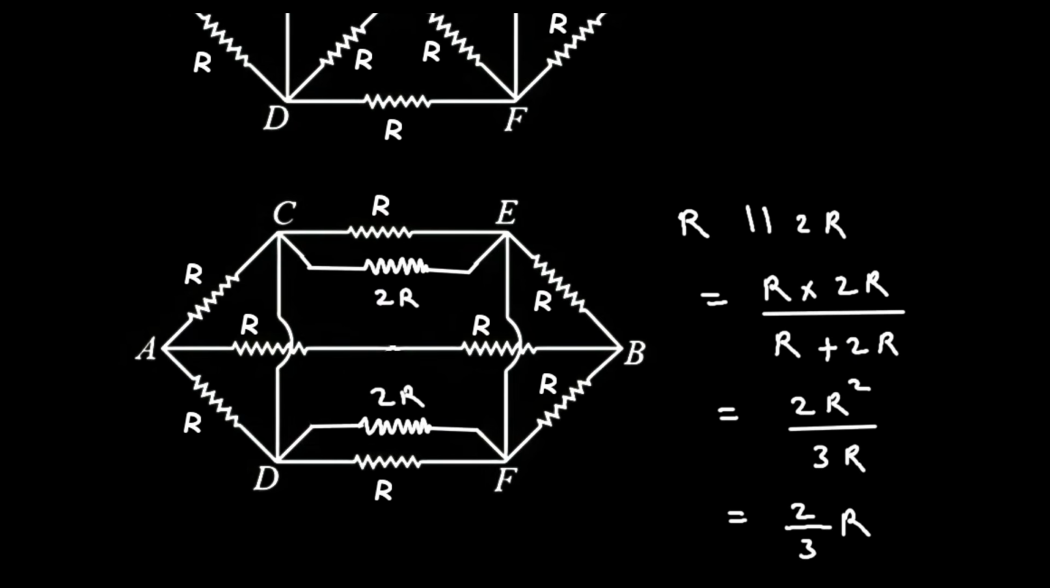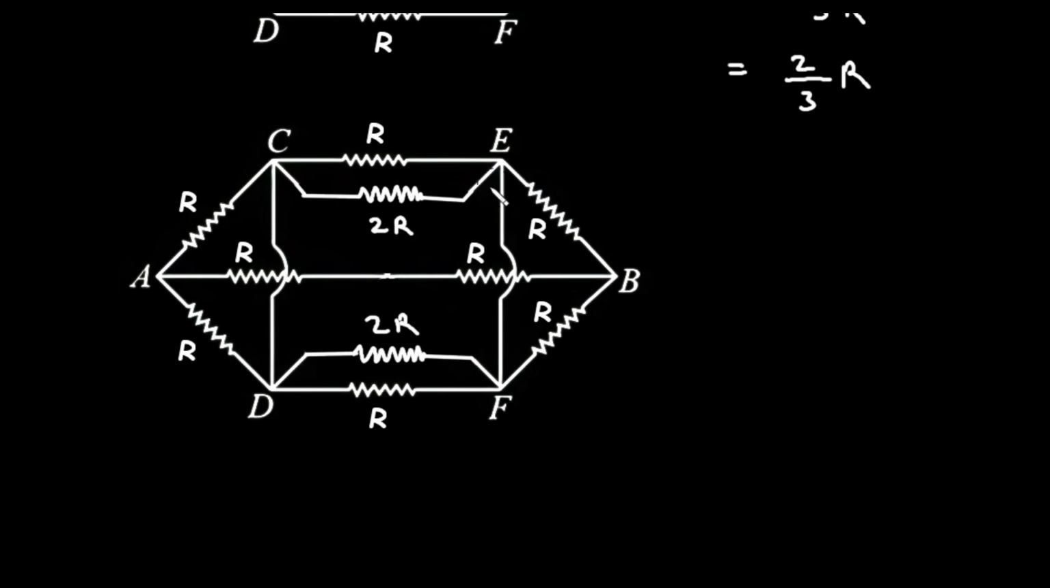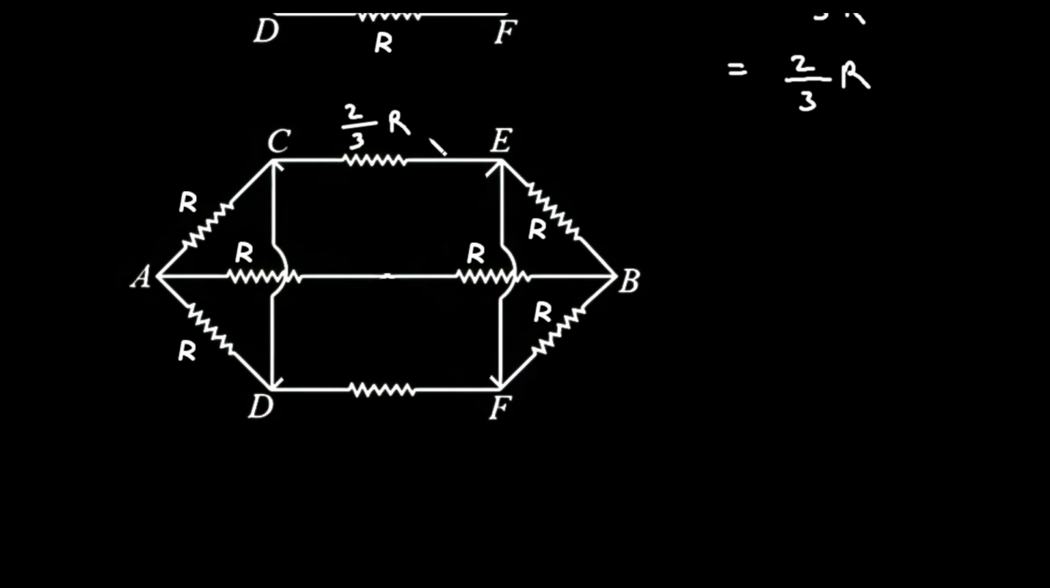Now again, let's copy this circuit from here. Now it will be simply 2 by 3 R. We can erase this resistance, and we can also erase this resistance because both are the same. So now this will be 2 by 3 R and this will be 2 by 3 R.